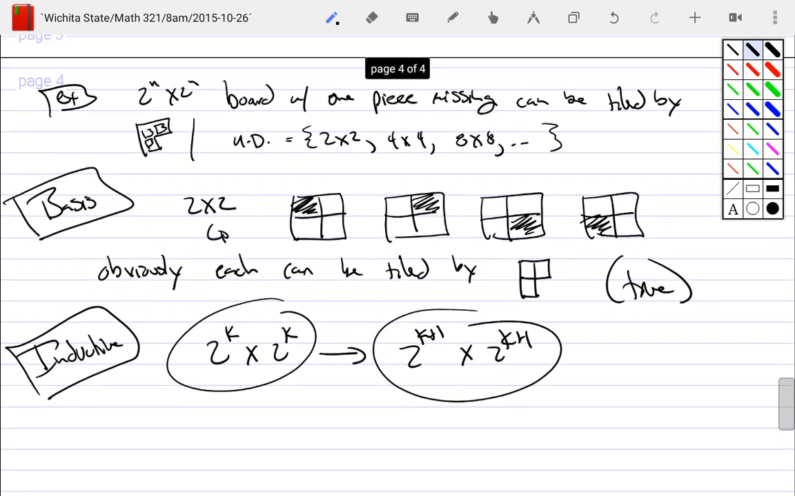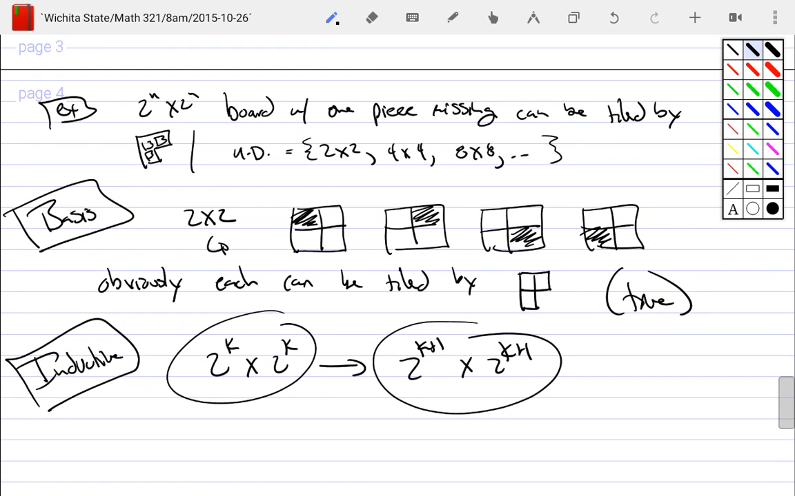What's the difference between a 4 by 4 and a 2 by 2? A 4 by 4 is 4 2 by 2s. What about an 8 by 8 versus a 4 by 4? It's 4 4 by 4s. So what is a 2 to the k plus 1 by 2 to the k plus 1? It's 4 of these 2 to the k by 2 to the k boards. And so that's what we're going to use.